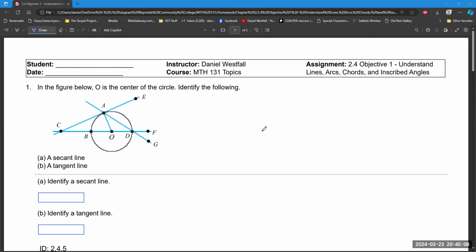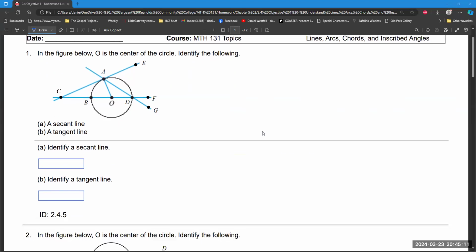In the figure below, O is the center of a circle. Identify the following. A secant line. A secant line is going to go through 2 points on the outside of the circle. So, for instance, AD, which is also AG, but that line there would be a secant line, so would line CF or CB or CO or CD, any way you want to call that line, any 2 points on the line.